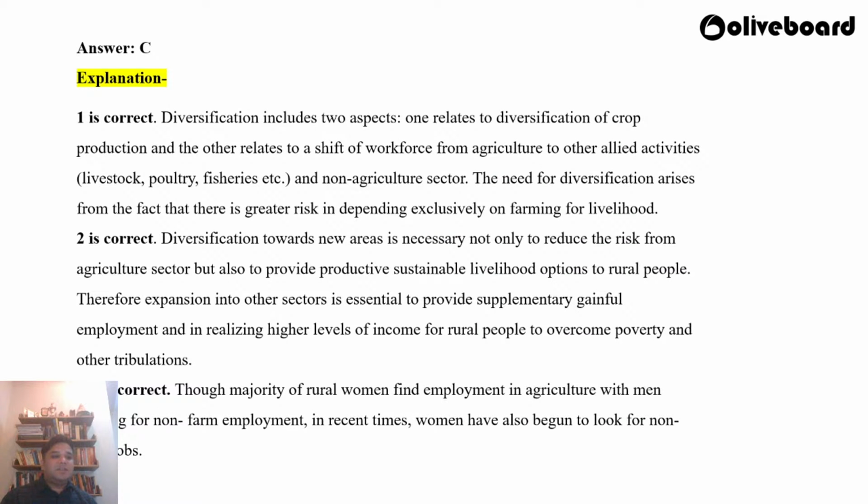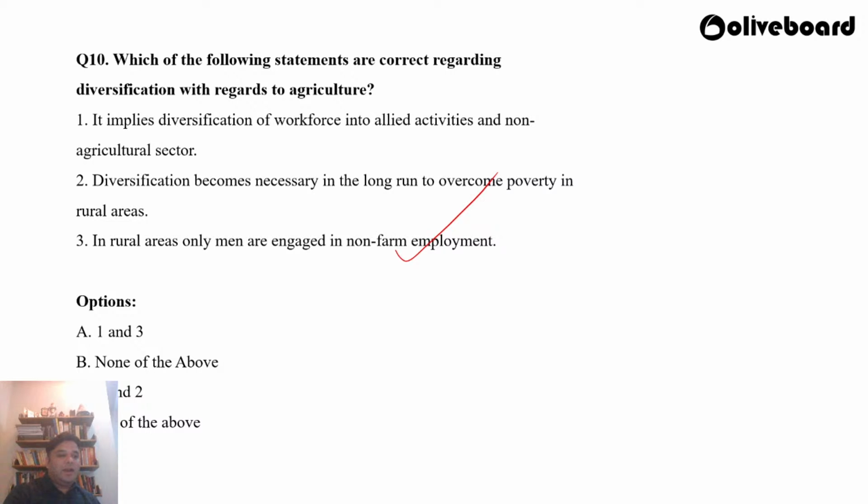So, what's the correct answer? The answer is C, 1 and 2. Okay. What does diversification of agriculture mean? The question is asking you this.